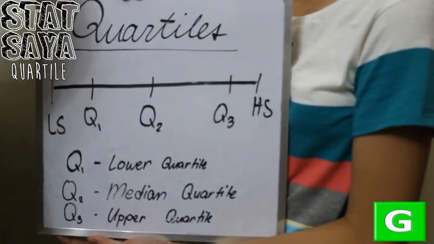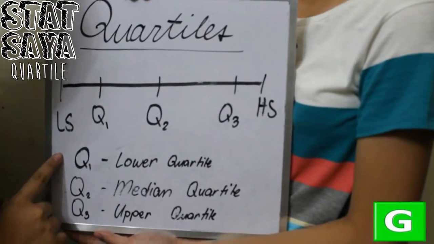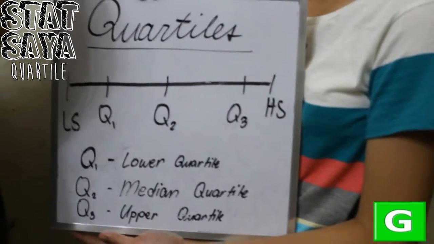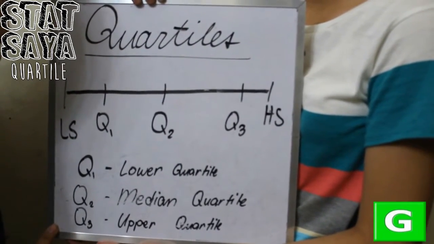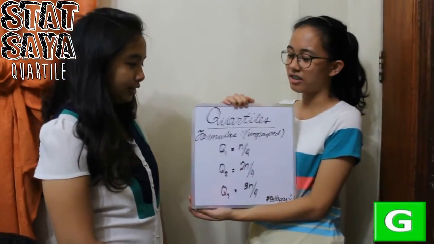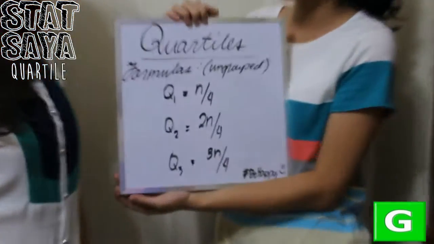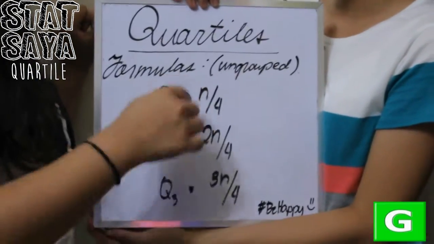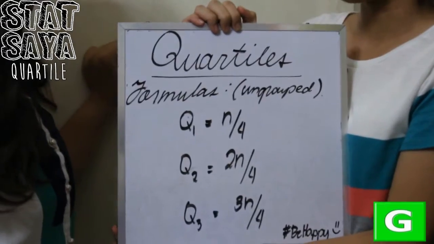The scores are arranged from lowest score to highest score, wherein Q sub 1 is the lower quartile, or the first quartile, Q sub 2 is the median quartile, or the second quartile, Q sub 3 is the upper quartile, or the third quartile. These are the formulas of quartiles for ungrouped data. Q sub 1 is equal to n over 4, wherein n is the total number of scores, and 4 is constant because quartiles divides the score into 4 equal parts.